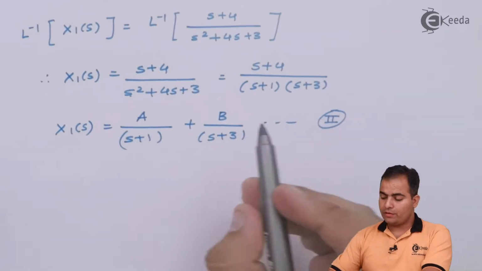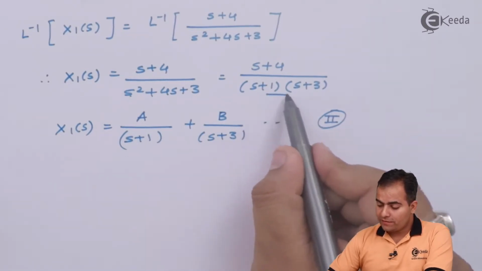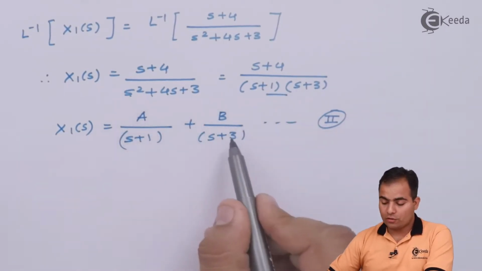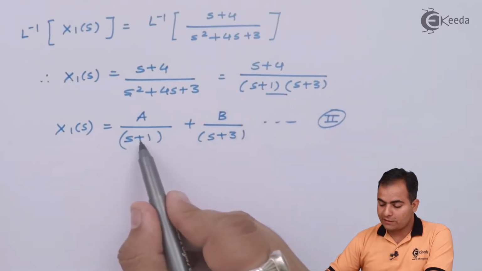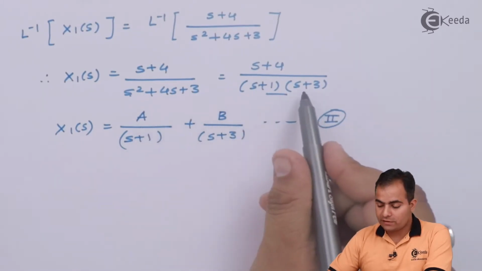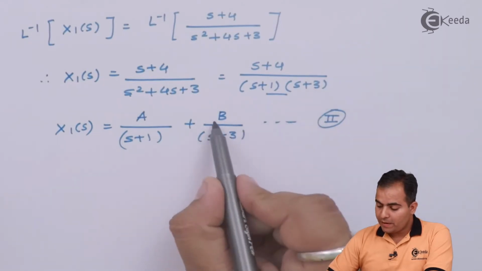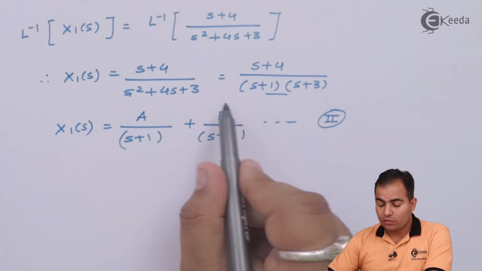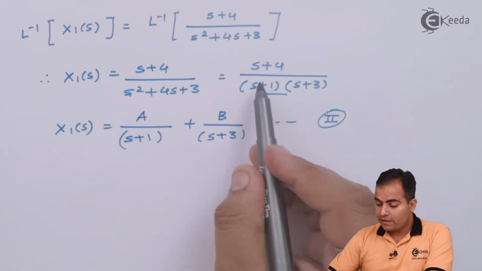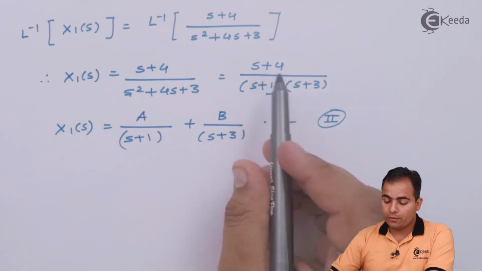Now what I'm going to do is multiply the left hand side denominator on the right hand side. So automatically (s plus 1) will get cancelled, and my A is multiplied with (s plus 3). Similarly, (s plus 3) will get cancelled, and my B is multiplied with (s plus 1). This whole product is on the right hand side, whereas on the left hand side we have s plus 4.